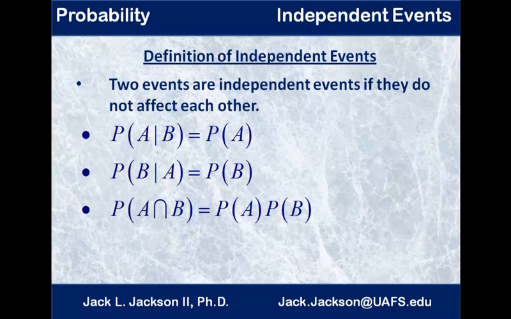Similarly, the probability of B given A is the probability of B, and the probability of A intersect B is the product of the probabilities of A and B. Remember that this is not true in general. Normally, you have to multiply a probability by a conditional probability to get the probability of an intersection. But if they're independent, you can just multiply the two probabilities.